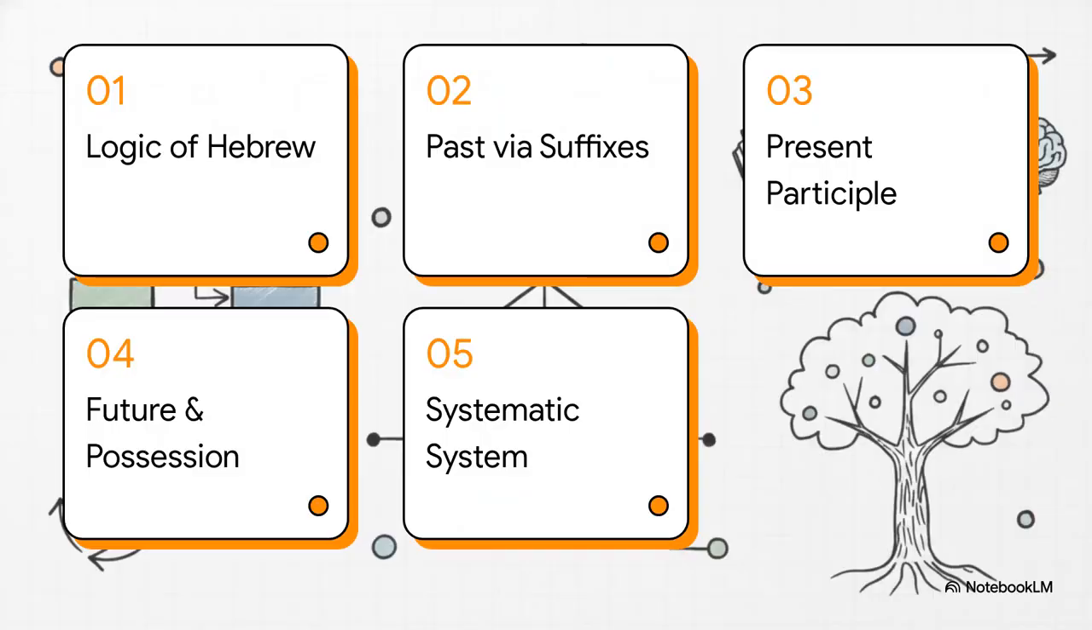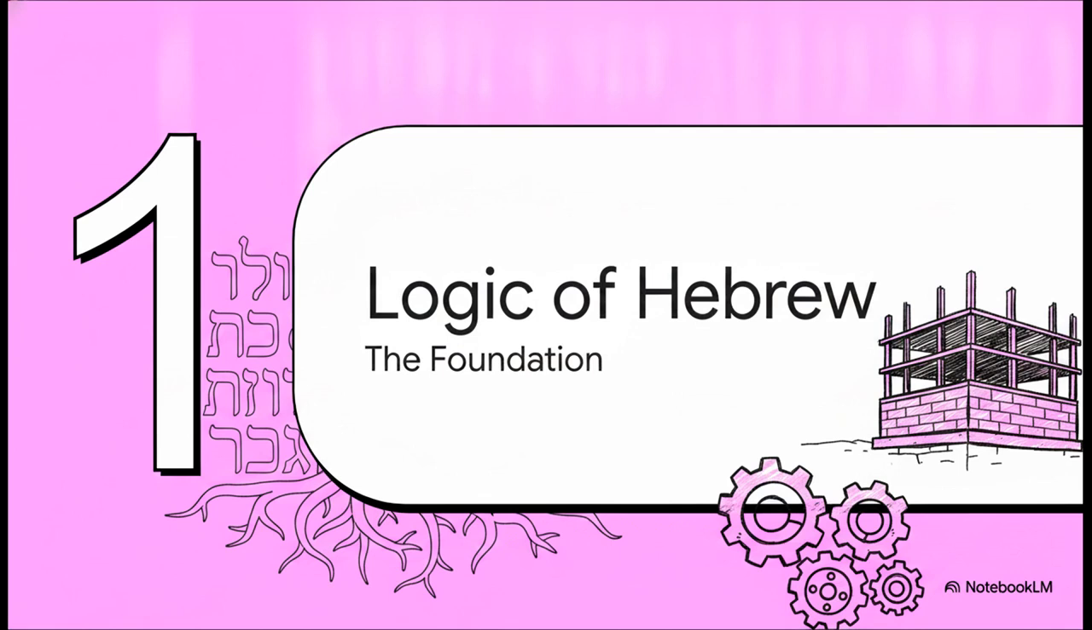So here's our roadmap for today. First, we'll look at the logic of Hebrew. Second, the past via suffixes. Third, the present as a participle. Fourth, the future and possession. And finally, we'll wrap up with just how highly systematic this whole system is. It's a really satisfying rule of three progression that perfectly mirrors the logic of the language itself. All right, part one, the logic of Hebrew.